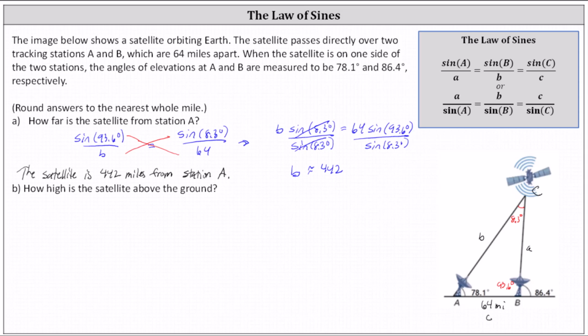And now for part B, how high is the satellite above the ground? We can't use this triangle to determine the height because this is not a right triangle. The length of side A is not the height. Let's sketch a right triangle that would show the height of the satellite.